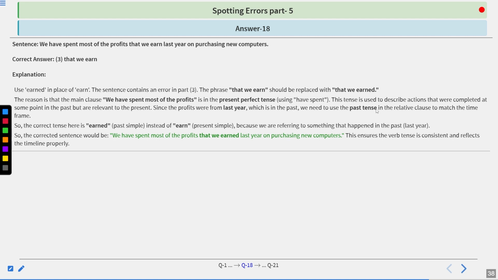So the correct sentence would be: we have spent most of the profits that we earned last year on purchasing new computers. This ensures the verb tense is consistent and reflects the timeline properly. Let's move to the next question.